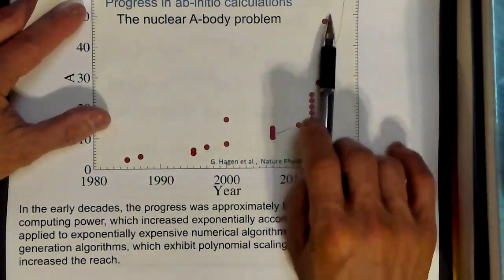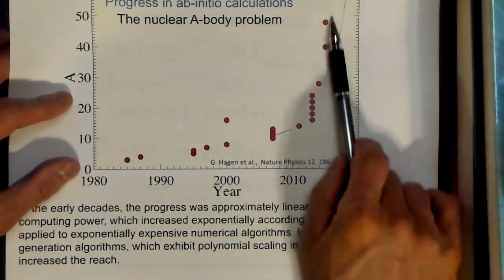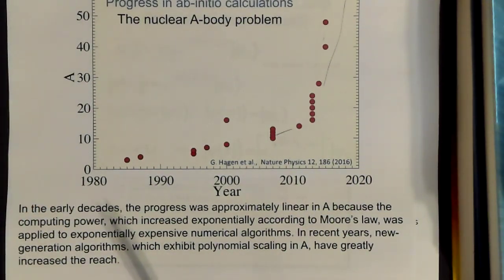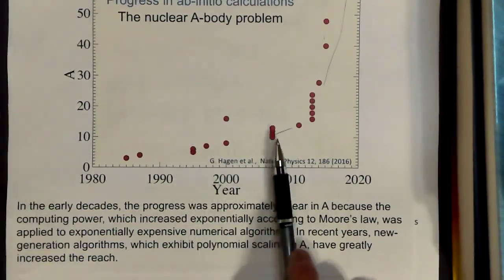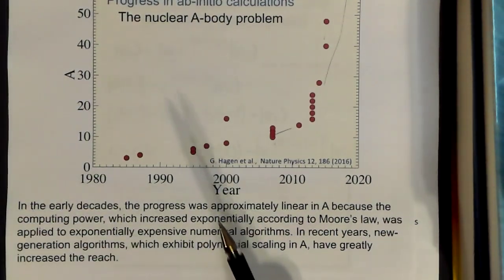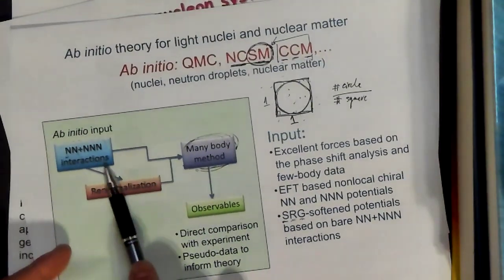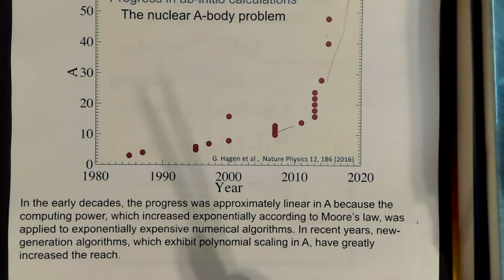Some of this is due to the fact that the computing power has increased exponentially. However, a lot of this is also the fact that the new methods scale much better than some of the older methods that were used. Another facet is the step of renormalization that we talked about, of trying to make the interaction a little bit easier to use for the many-body calculations, which has also played a big role.